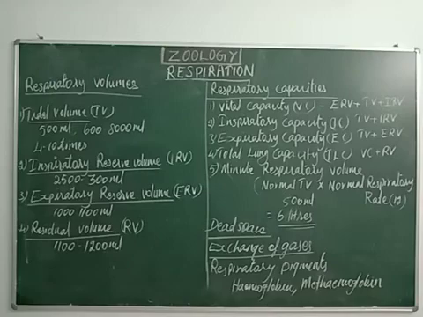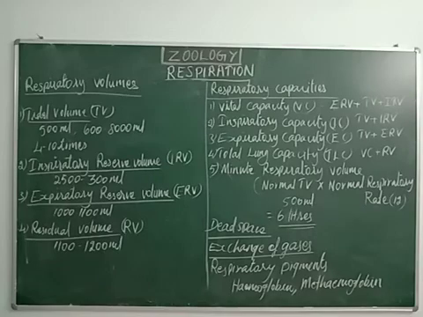Listen very carefully. Once we inhale the air, immediately we exhale or remove the air. So the maximum amount of air removed from the lungs during a single breathing is called vital capacity. This vital capacity can be calculated by adding ERV, expiratory reserve volume, TV, tidal volume, and IRV, inspiratory reserve volume. When we add these, we get vital capacity.